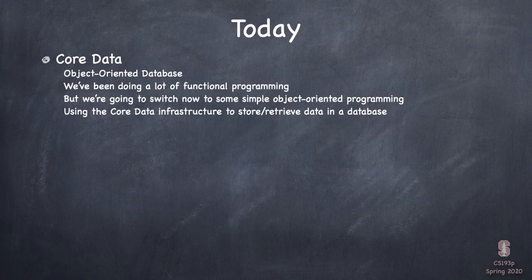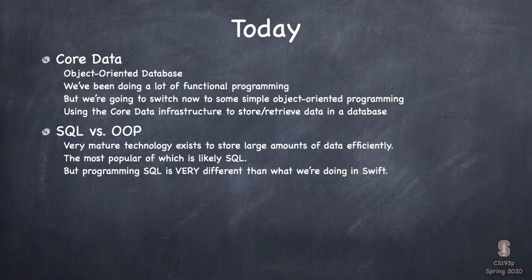Probably won't even notice the difference here, although core data is based on object-oriented programming, and Swift supports both object-oriented and functional programming equally. And we're essentially going to use this core data infrastructure to store and retrieve objects or classes in a database. Now, there's a very mature technology out there. It's been around for a long time to store large data sets.